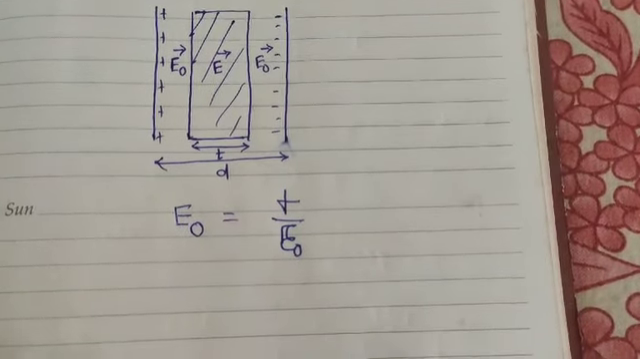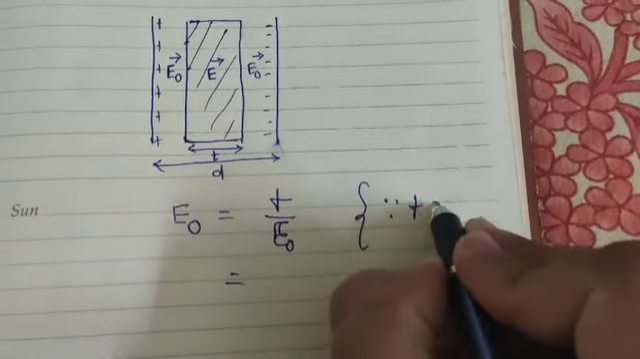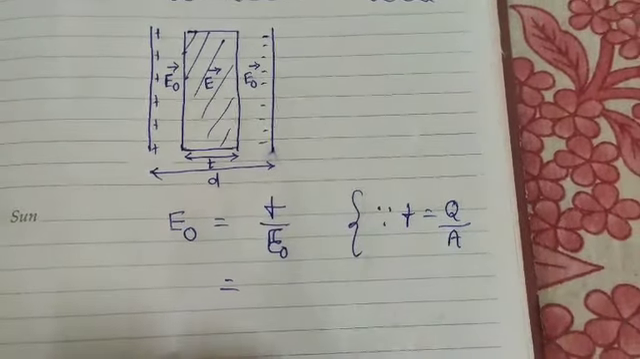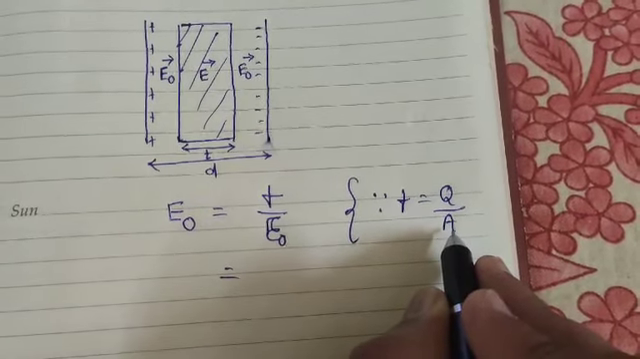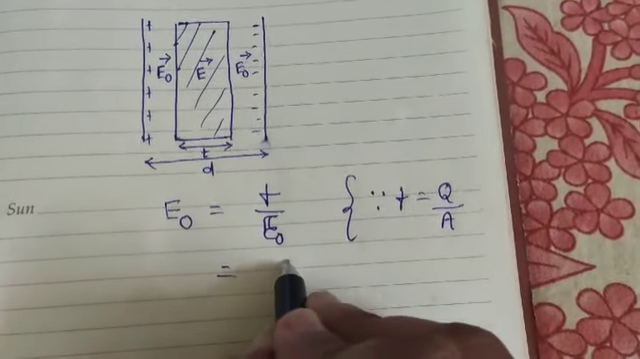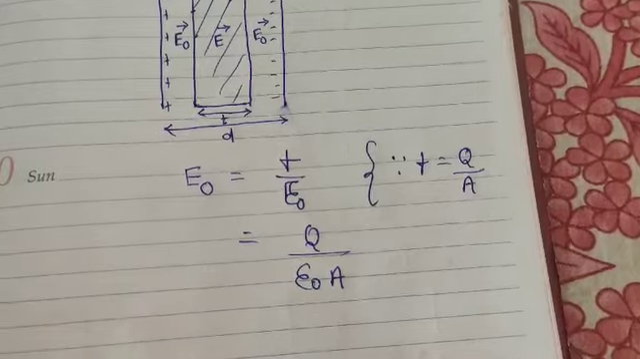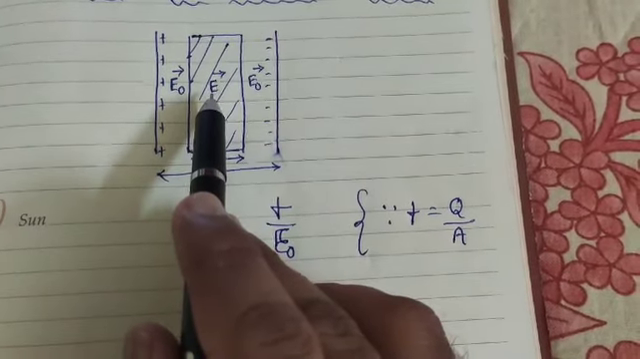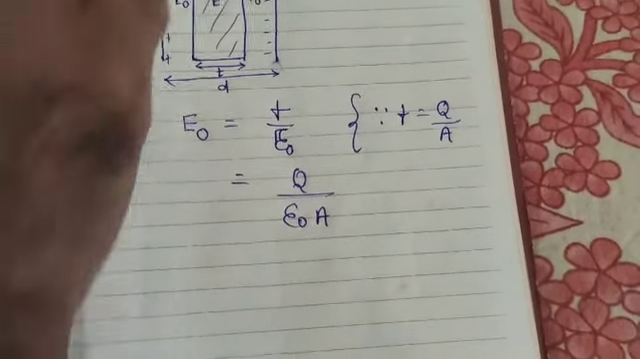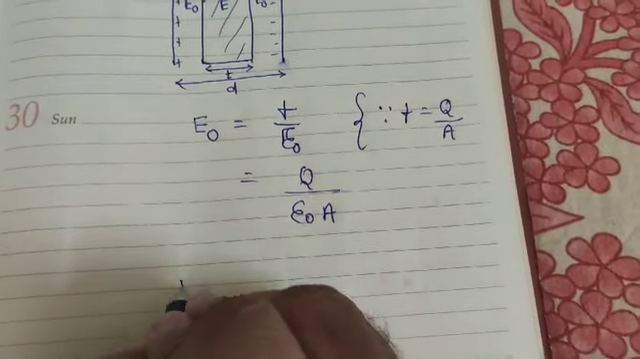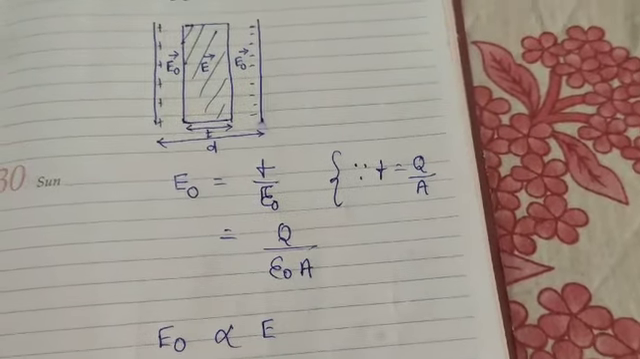If this is sigma by epsilon naught, so I can write what sigma is. Sigma is charge upon area, right? Surface charge density is charge upon surface area. So I can write it as Q by epsilon naught into A. For this dielectric slab there will be another electric field E, so E naught is directly proportional to E. Yes or no?